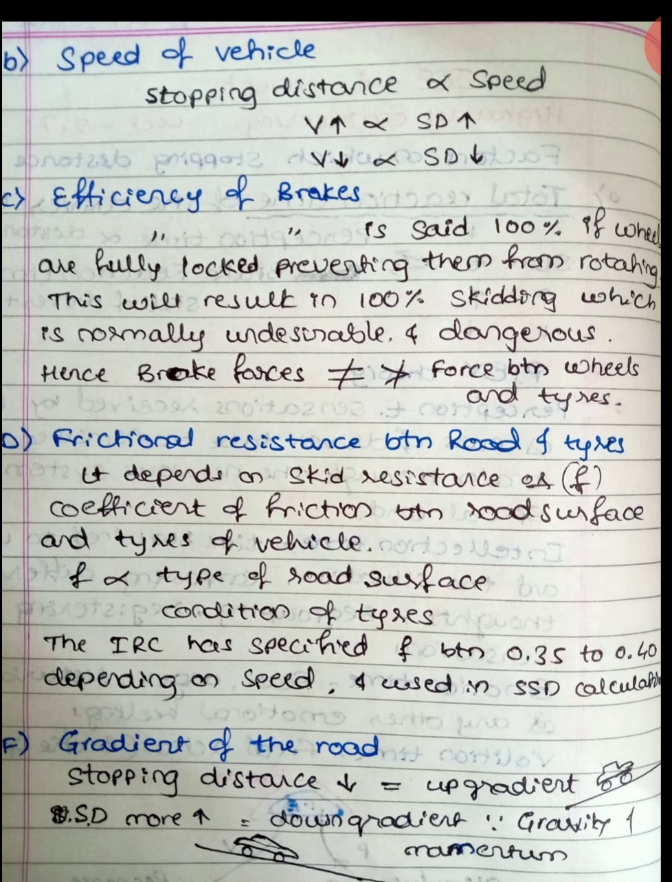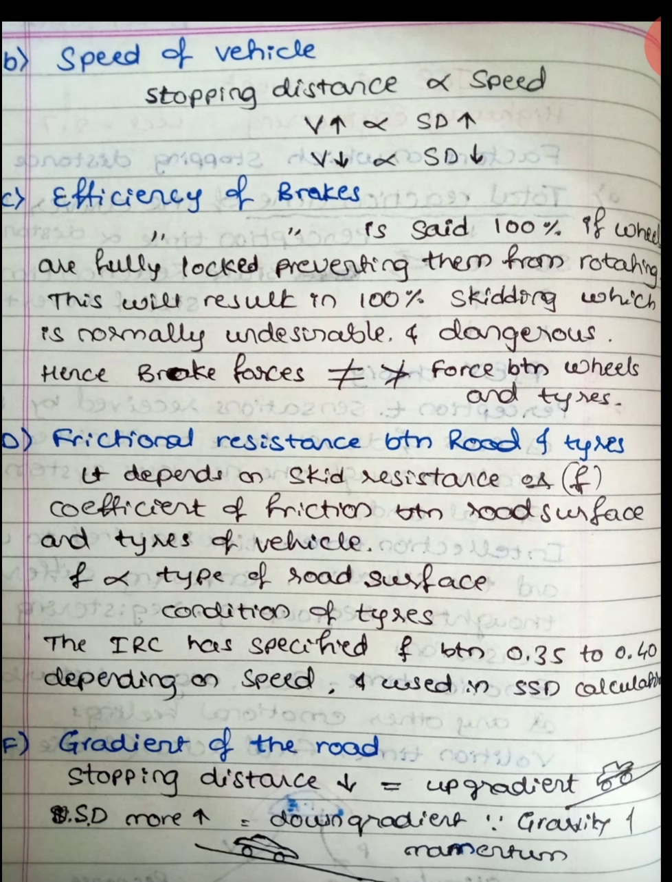And the next factor is gradient of the road. As we know, if the vehicle is moving on a rising or up gradient, because of the gravitational force the distance required will be less. But if the vehicle is moving on a down gradient, because of acquired momentum, the distance required will be more. Stopping distance required will be more.